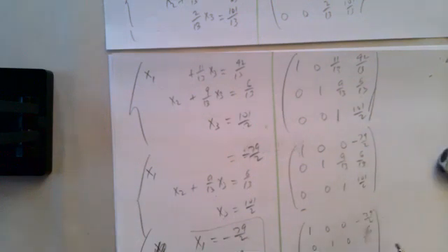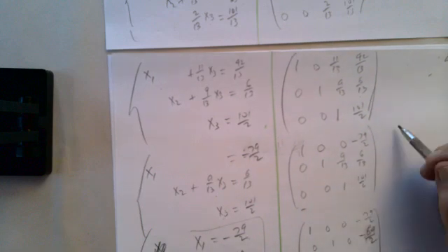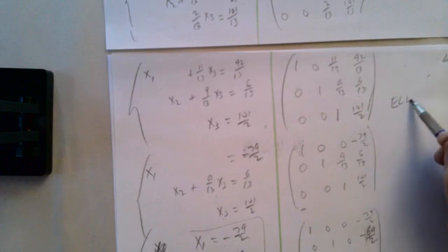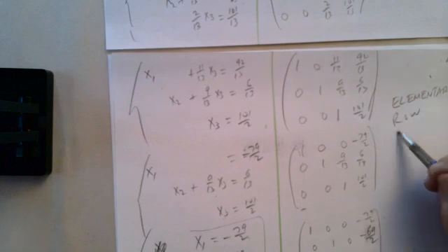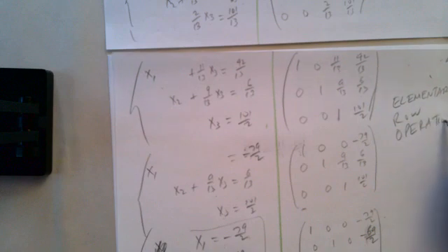Sorry, minus 69 over 2 and 101 over 2. And that corresponds exactly to these three equations. So what are called elementary row operations on a matrix.